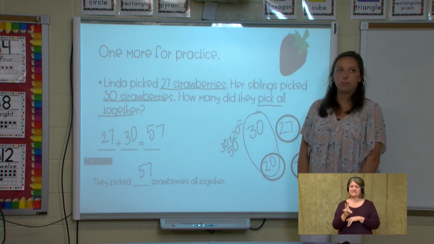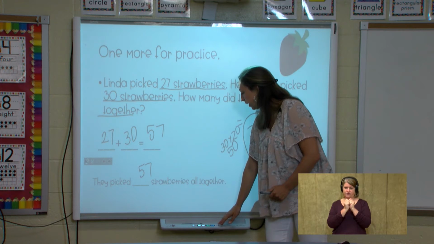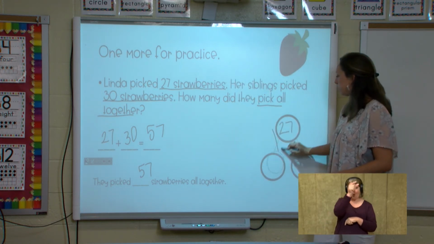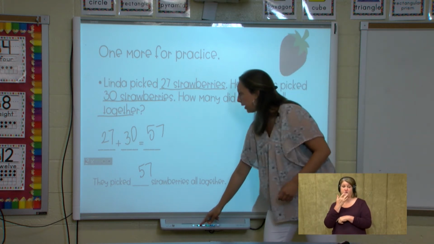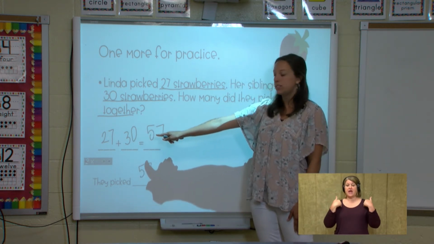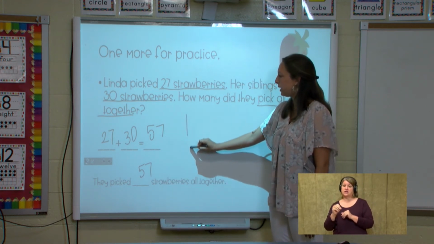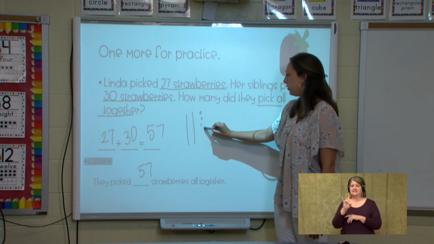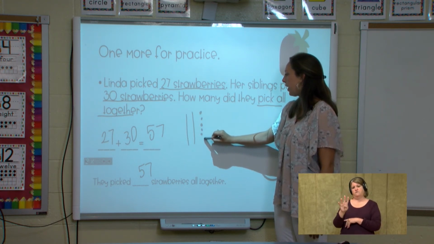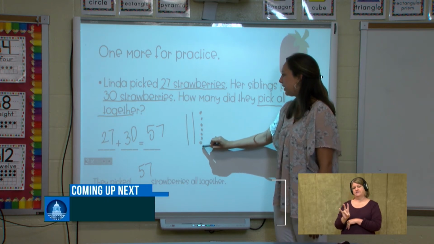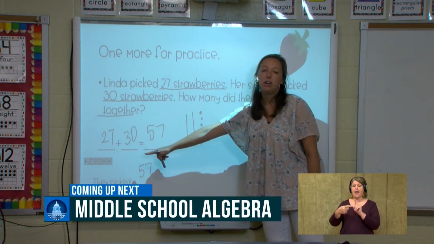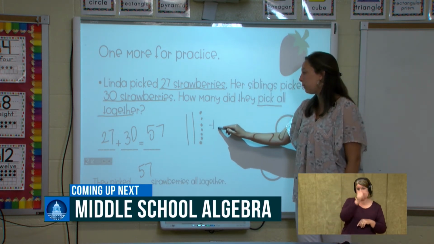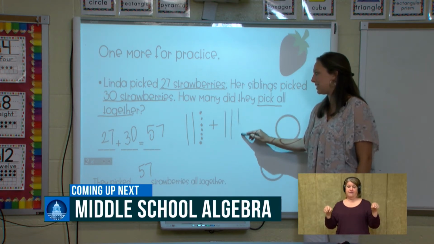strawberries all together. We could also do this one with our rods and cubes, if that's the strategy you liked the best. Okay, we have 27 plus 30, so 27, that would be 2 tens and 7 ones. 1, 2, 3, 4, 5, 6, 7, plus the 30. Is that 30 cubes or 3 rods? It could be both. The 3 rods would be the easiest to count.